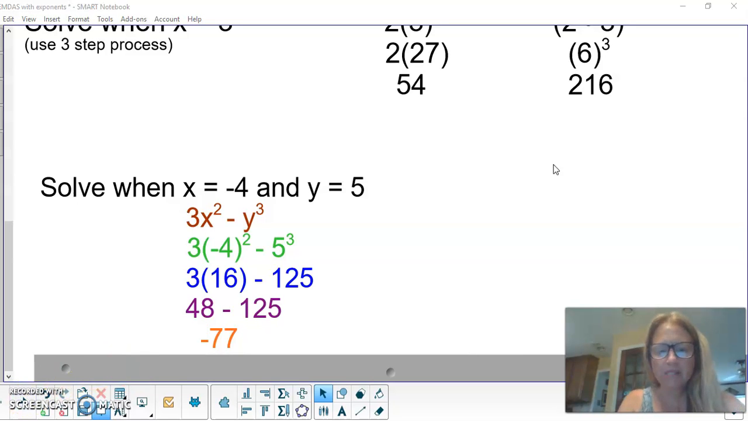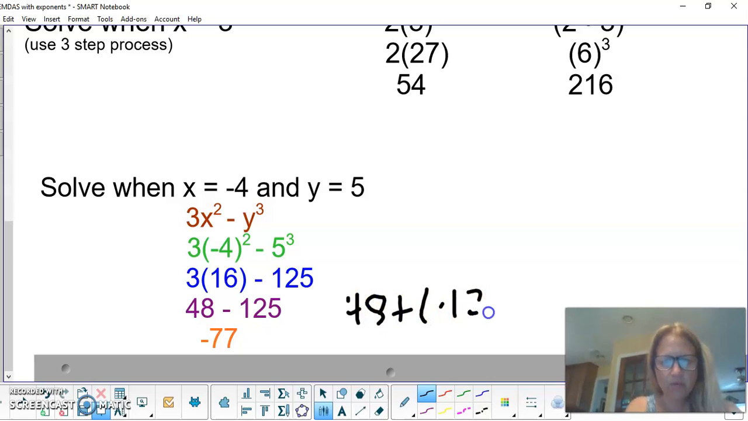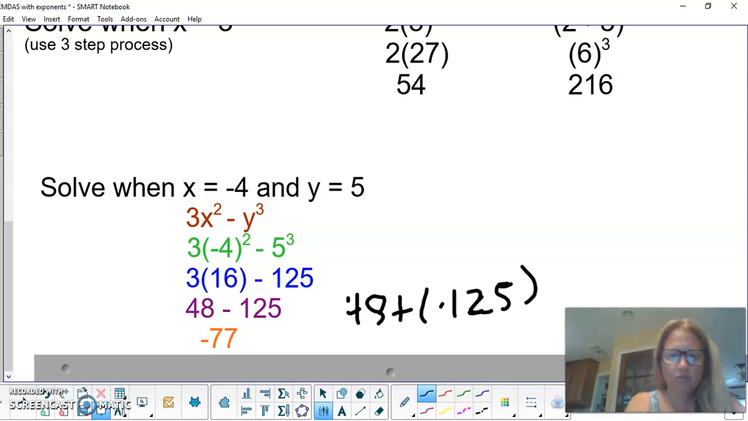Now remember, also, if you really like to do LCO, you could do that here, and you could do your 48 plus a -125, and you get the same answer, okay? So if you want to do LCO, great. If not, and if you just want to plug that into your calculator right away, that's fine as well. So you should get -77 no matter what, okay? So this is what I'm expecting from you. Showing your work, plugging in your numbers, and showing your steps, okay?